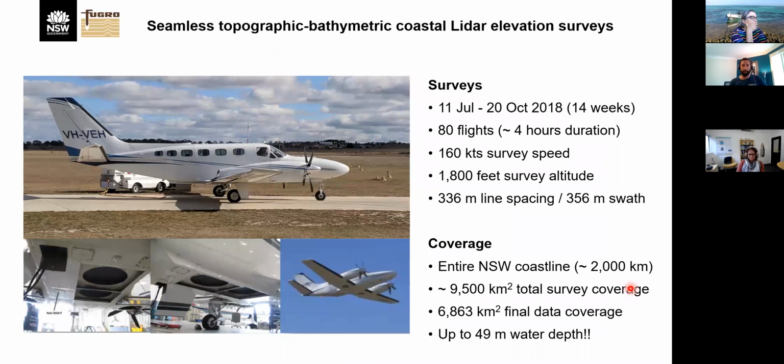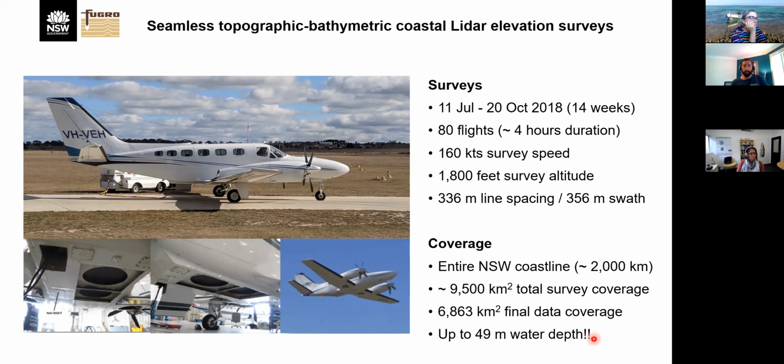So everybody knows about LiDAR. The only thing to point out here is that with the contract that went to Fugro, they were successful on that one. They flew the survey with two sensors concurrently. So one bathymetric LiDAR and one topographic LiDAR sensor operating through the surveys. And the key being that that gave us a seamless DEM of the coastline. And the results were pretty incredible.